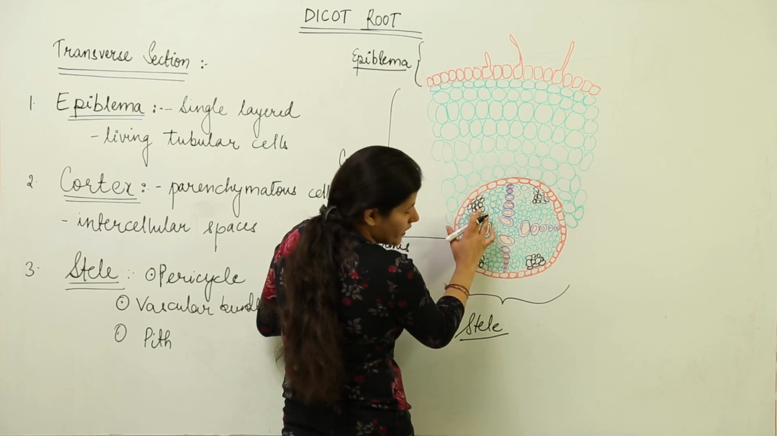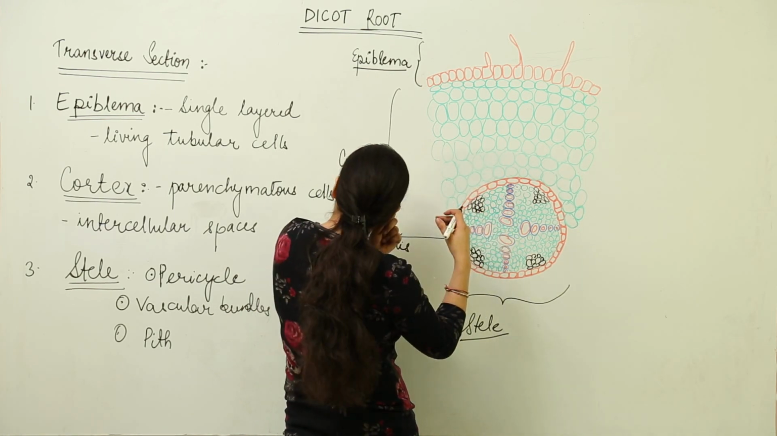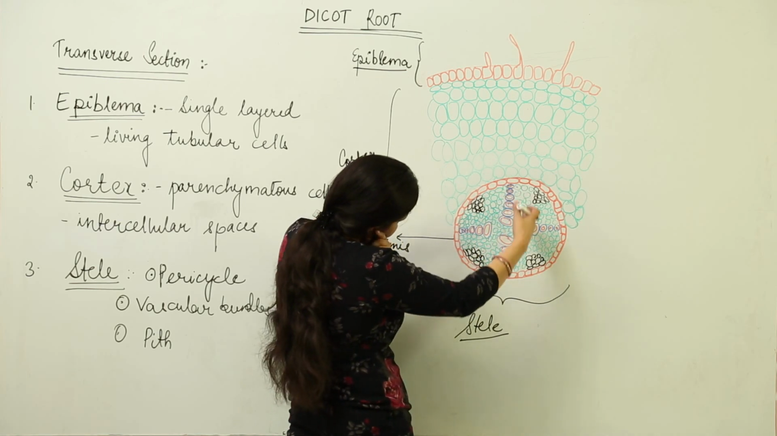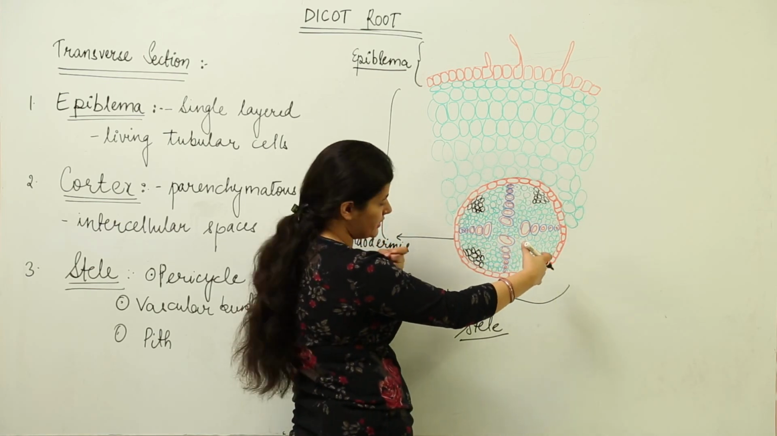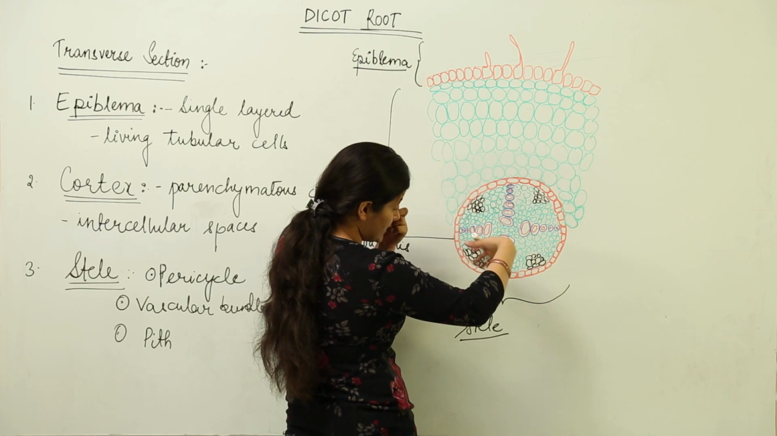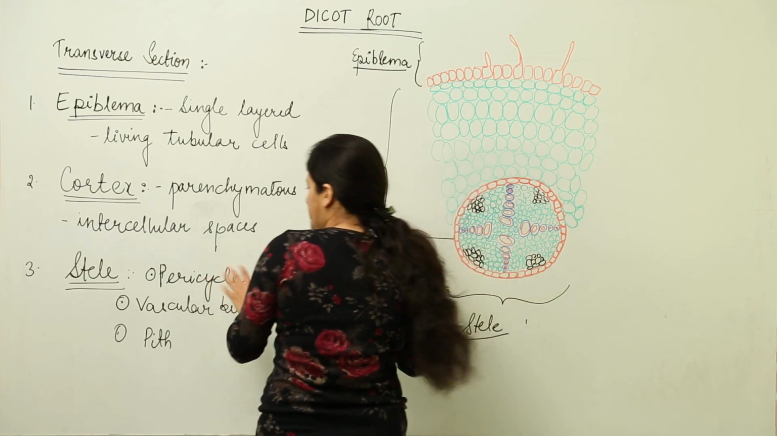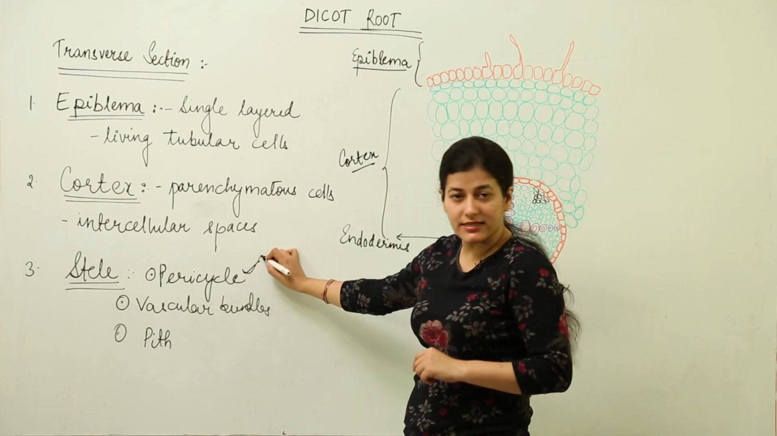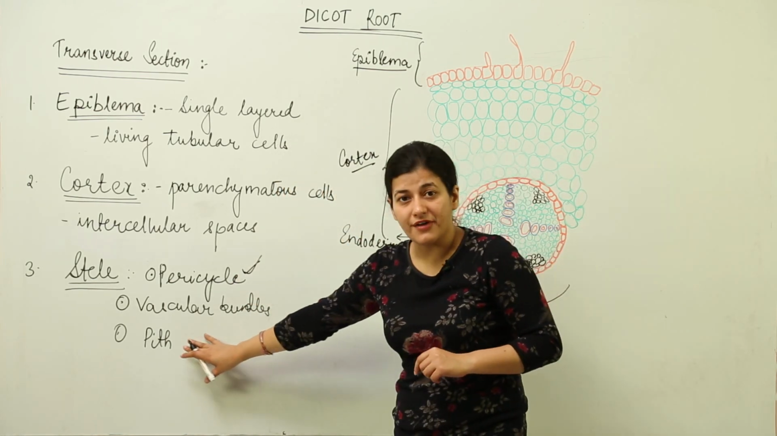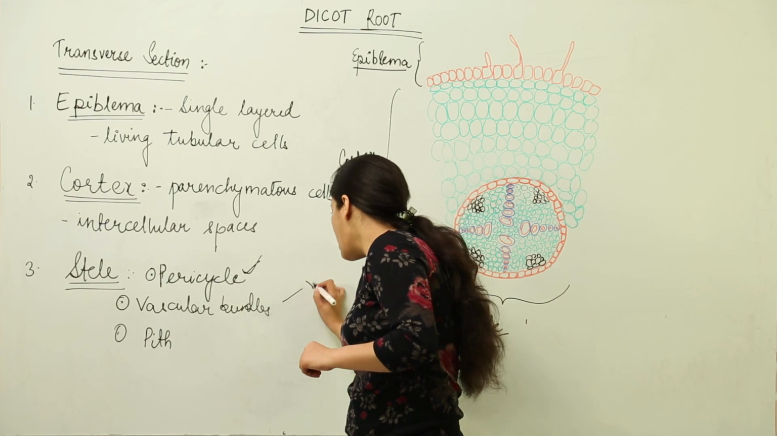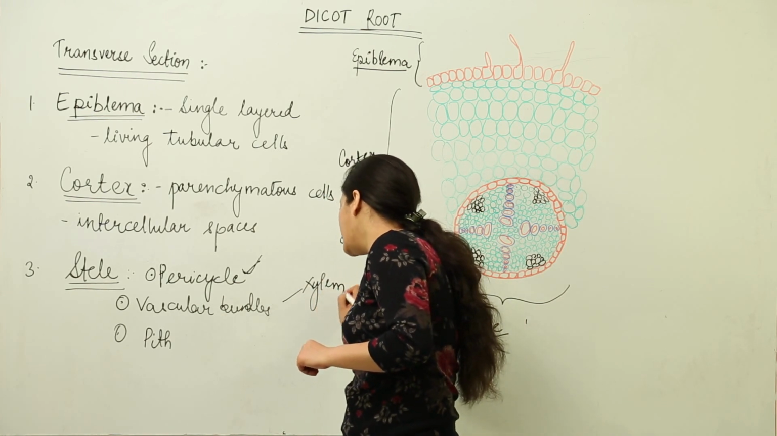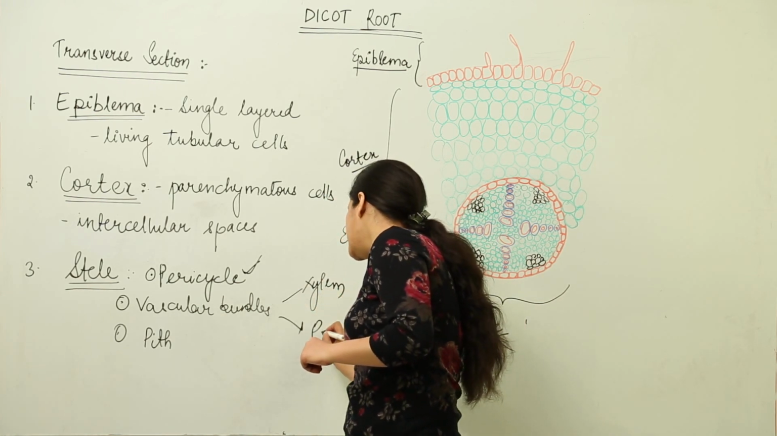Now in the stele, what you see over here is that there are different types of cells. I have used different colors for depicting the different types of cells. Inside the stele, we have written over here, there is a pericycle, that is again parenchymatous cells. There are vascular bundles which comprise xylem and phloem, and there is a pith.